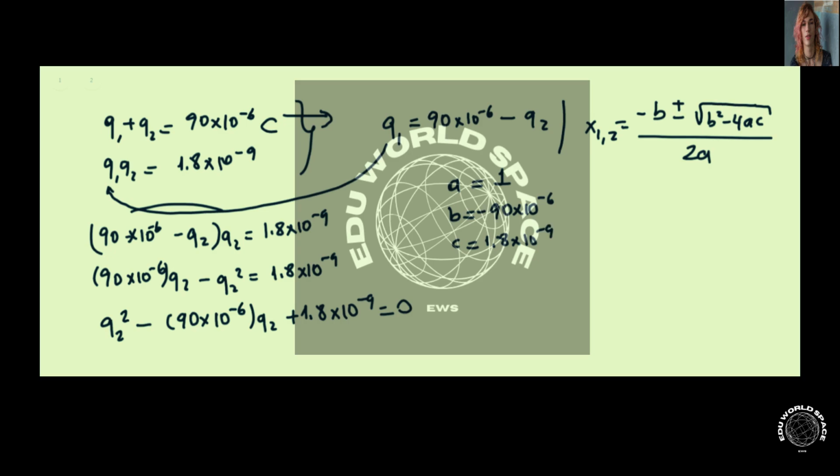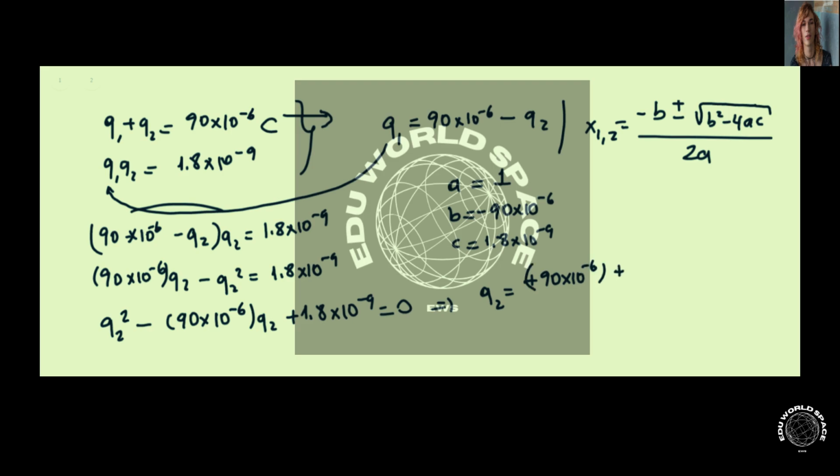Now, if we apply the quadratic formula, Q2 equals negative B. Negative B, negative times negative, gives us positive. So this is 90 times 10 to the power negative 6.